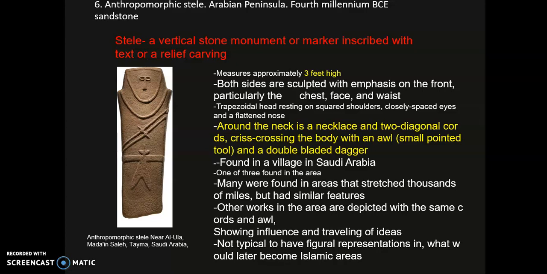Both sides are sculpted, but you're looking at the front, face, and the chest and the waist. Trapezoidal head resting on squared shoulders around the neck. We're looking at probably a necklace, and 2 diagonal cords crisscrossing the body with an awl. And an awl is a small pointed tool that could be used as a dagger, it could be used as an etching tool. And at the bottom, we believe this could be a sword.